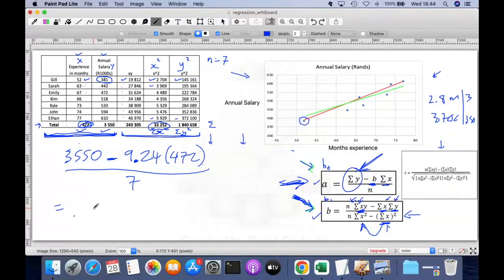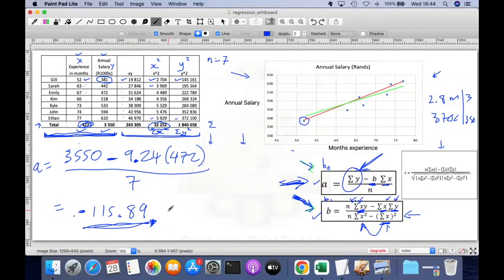If you work that out, you'll get the same thing I did earlier using the shortcut, which is about minus 115.89. Close enough. If the rounding is different, you should still get something very close to that. So that's the long method. That's your intercept, your A.